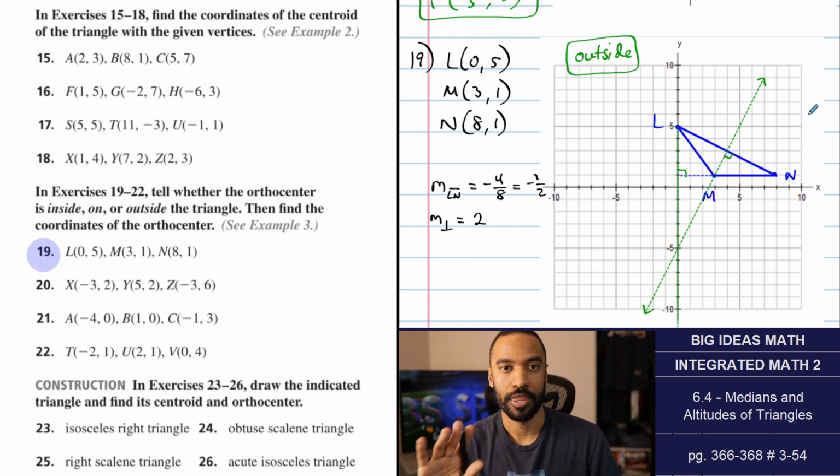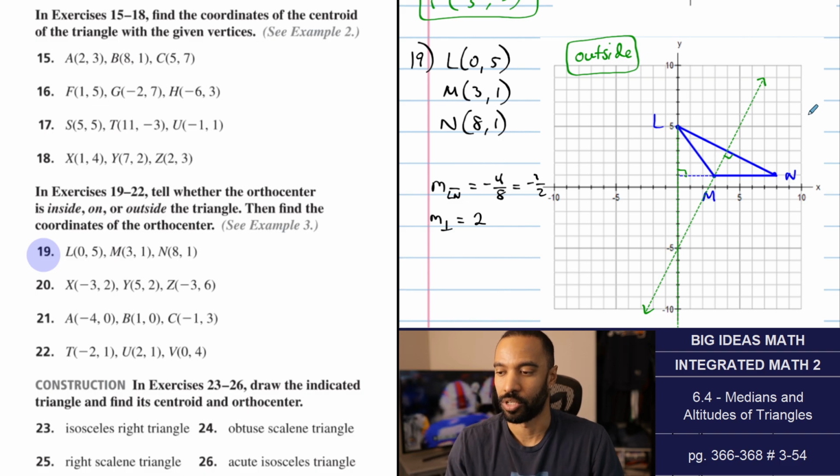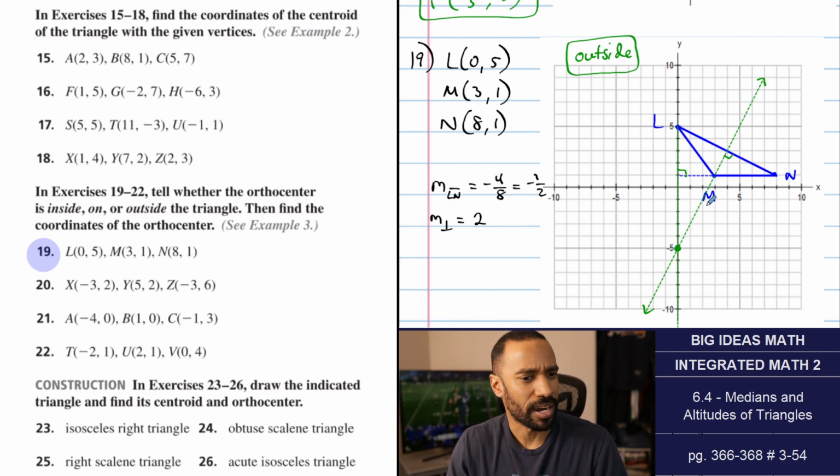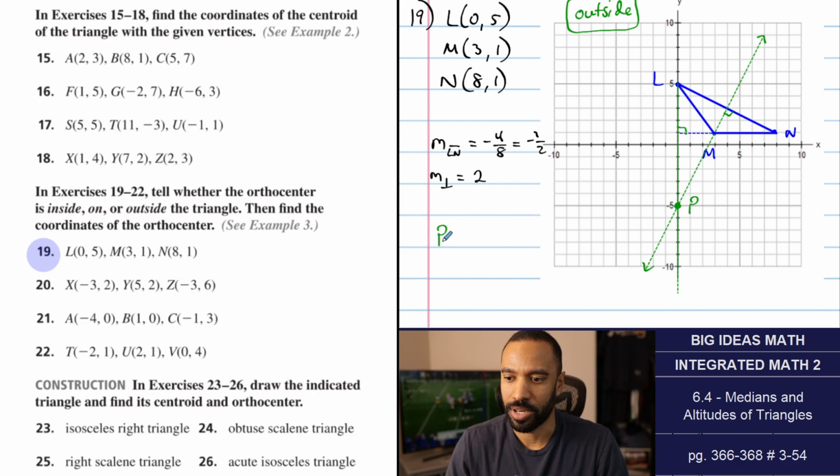Now, I don't need to draw the third one. Remember, they are concurrent, so any two will do. Where did these two intersect? Very perfectly at that orthocenter. I don't know if they call it a point P or a point O or whatever, but I'll call it P. So there's my orthocenter P, and P is at the point (0, -5).